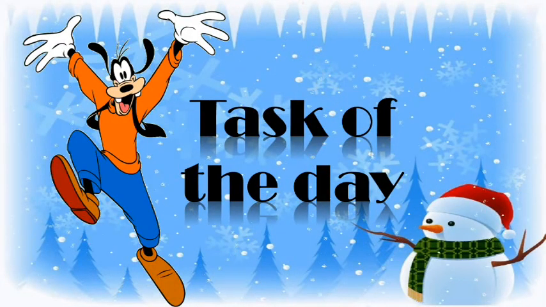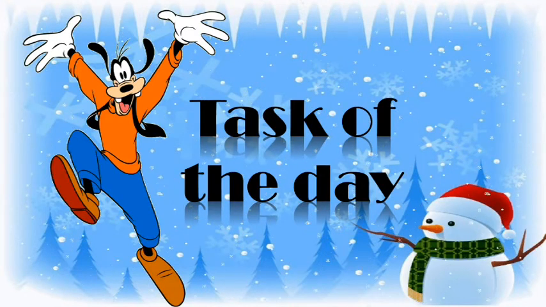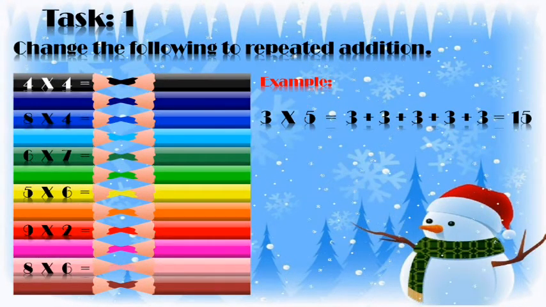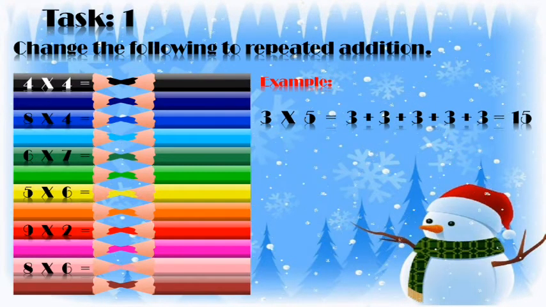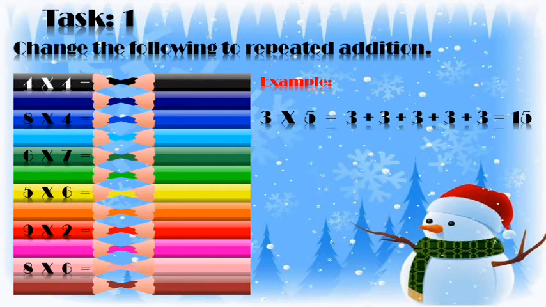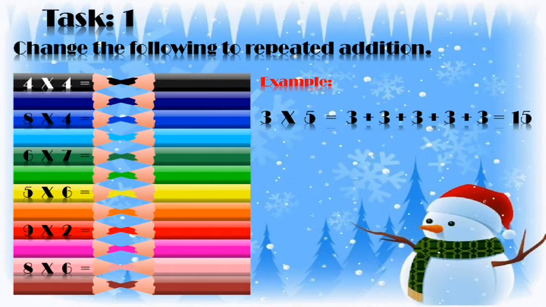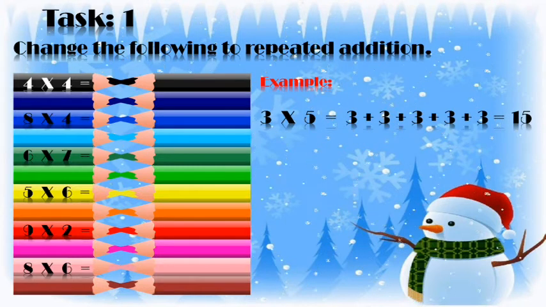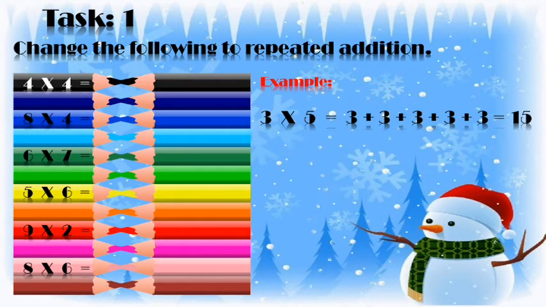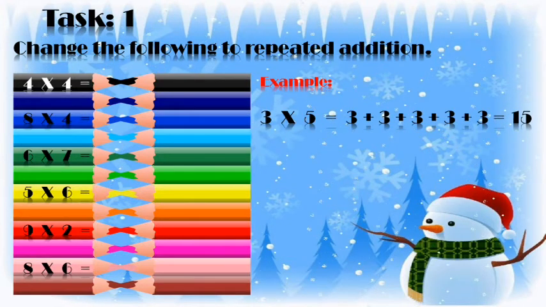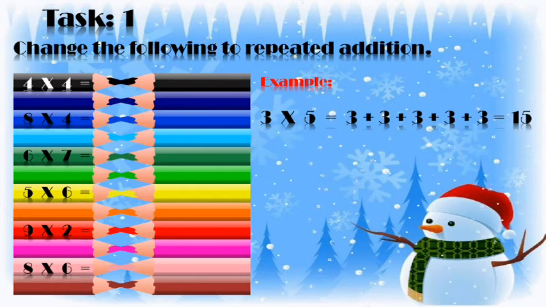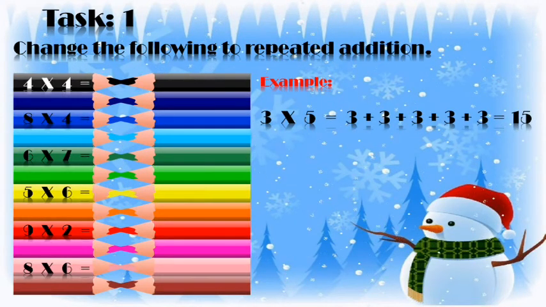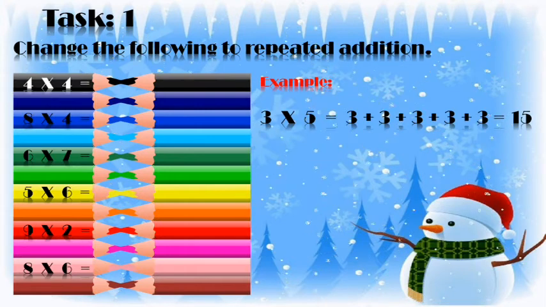Task of the day. Task 1. Change the following to repeated addition. Example: 3 times 5, which means 3 we need to add 5 times. 3 plus 3 plus 3 plus 3 plus 3 is equal to 15. Like this, you need to complete the work. Remember to write the date before doing the task.